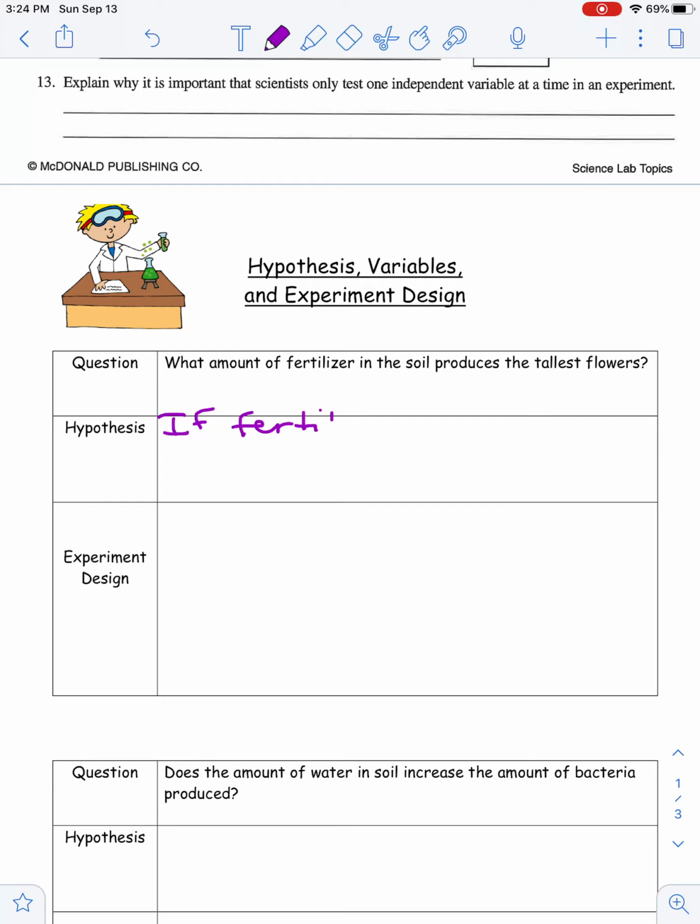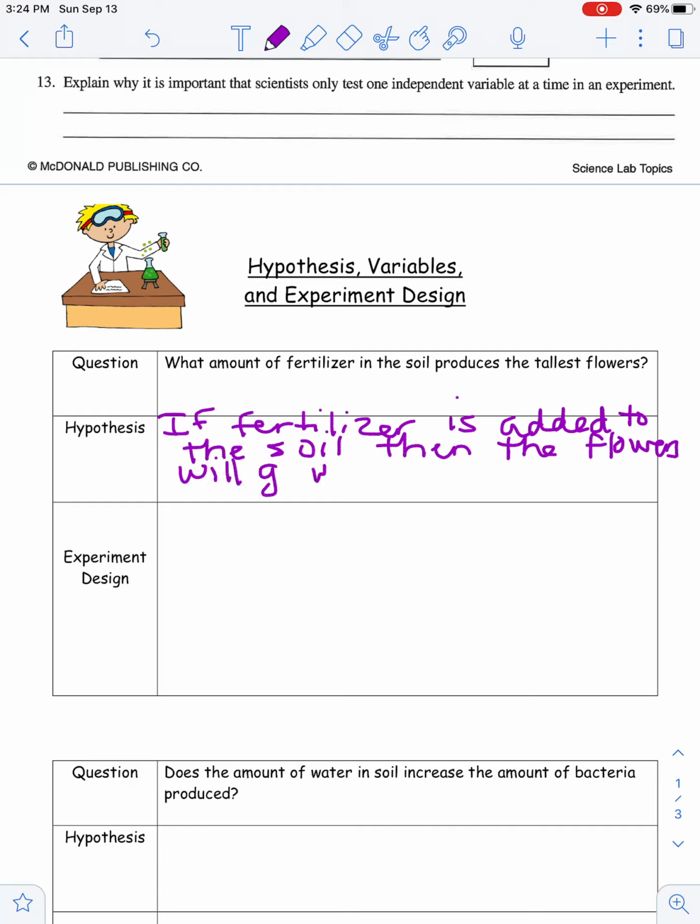fertilizer is added to the soil, then the flowers will grow taller, because there will be more nutrients in the soil.